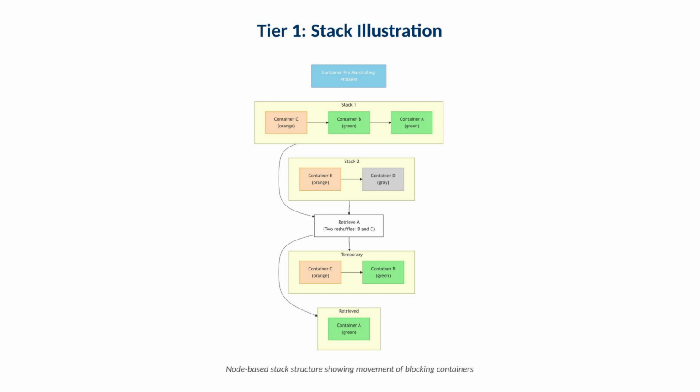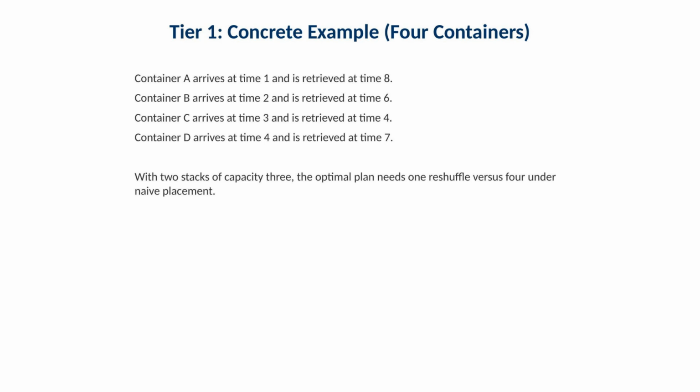This slide provides a node-based stack illustration showing movement of blocking containers. Use this visual to ground the model. Every time the formulation marks a container as blocking, you can picture the physical sequence. Lift the top blocker, place it elsewhere, repeat until the target is exposed. This example makes the model concrete.